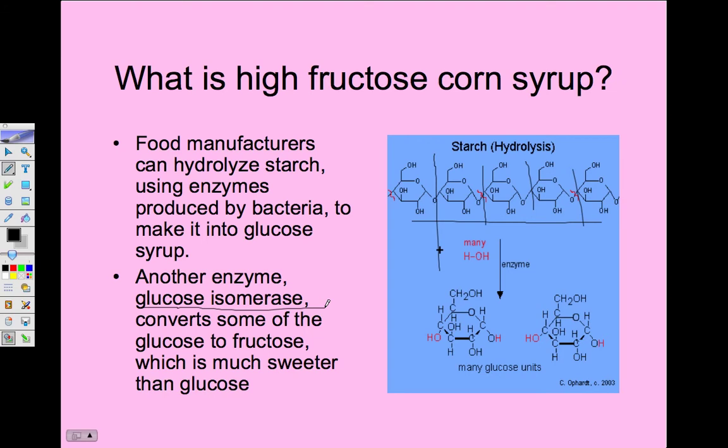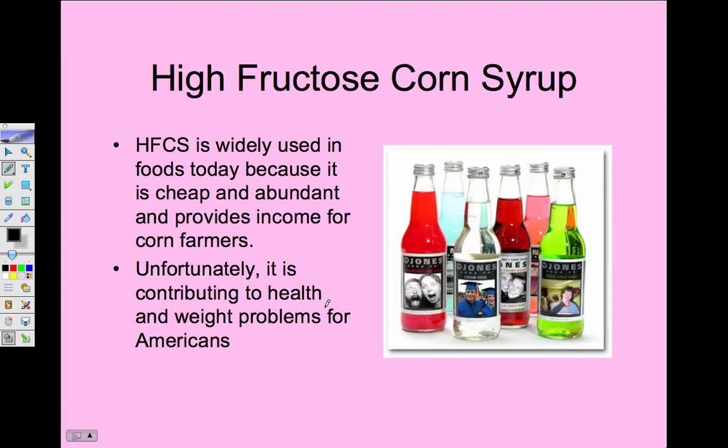If we stop when about half of the glucose is converted, then we have a chemical that is virtually identical to sugar syrup. But then they realized, if fructose is sweeter than glucose, let's let the reaction proceed a little bit longer so that there's even more fructose, and now we have a syrup that's even sweeter than sugar syrup. This is called high fructose corn syrup.